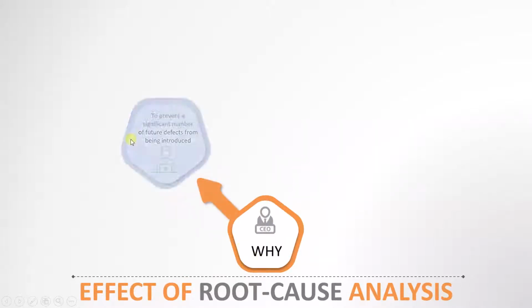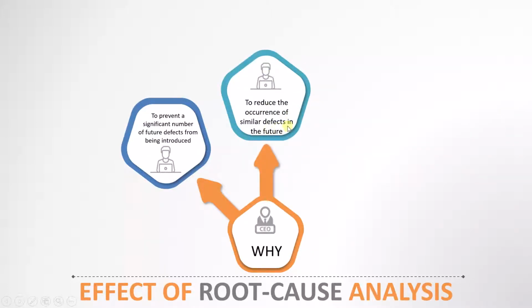The first point is to prevent a significant number of future defects from being introduced. We want to make sure that new defects don't crop up in the future. The second point is to reduce the occurrence of similar defects in the future. So we don't want this interest calculation error to crop up again in our system or anything like it.